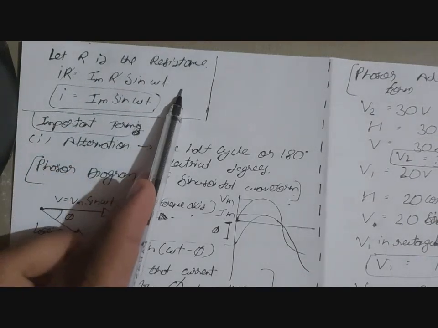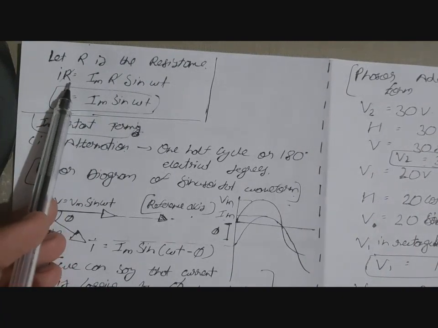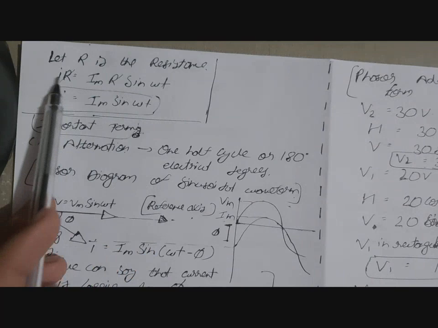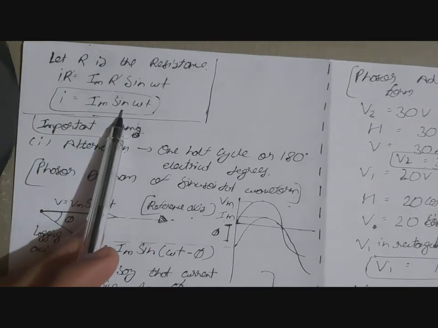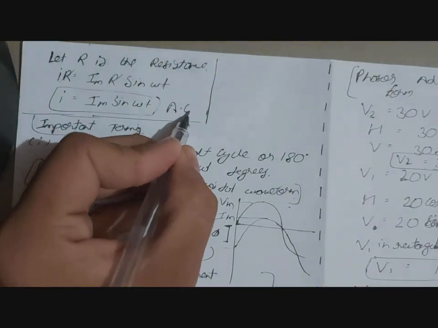Let R be the resistance, then with the help of the previous equation, IR is equal to Im R sin omega t, and R cancelled, I is equal to Im sin omega t. This is the equation for alternating current, AC current.